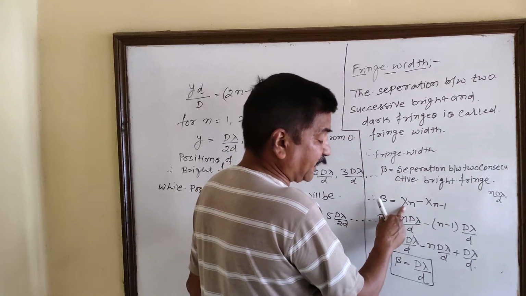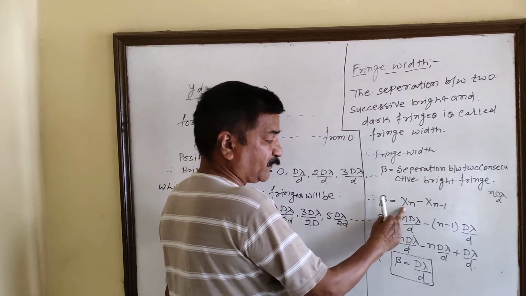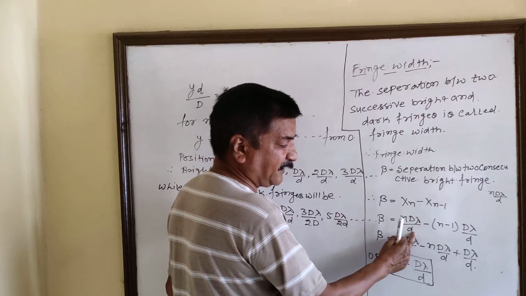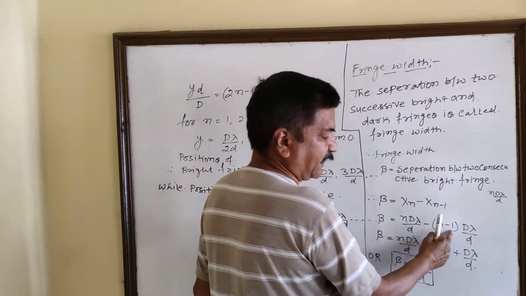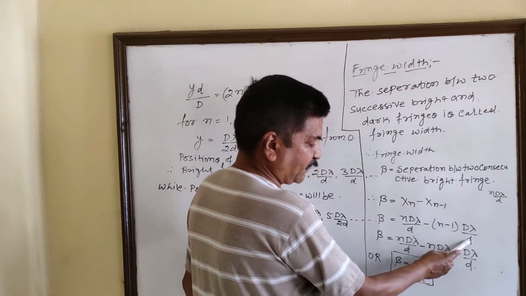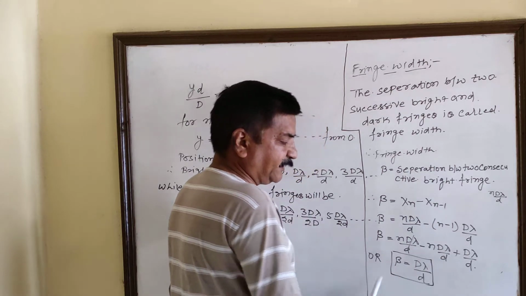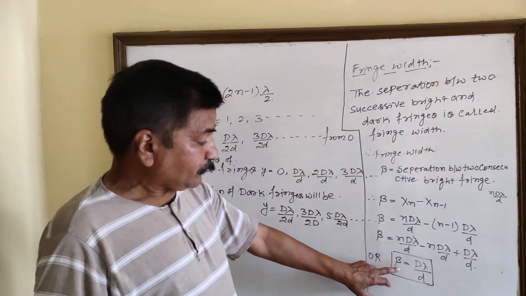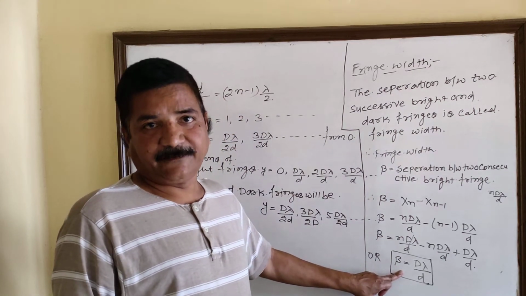The position of the fringe is given by the path difference. It is given by n d lambda by d for the nth fringe, and for the (n minus 1)th fringe, it is (n minus 1) d lambda by d. Right? On solving this, you will get beta is equal to d lambda by d. So it is the fringe width for what? It is the fringe width for the dark fringe.